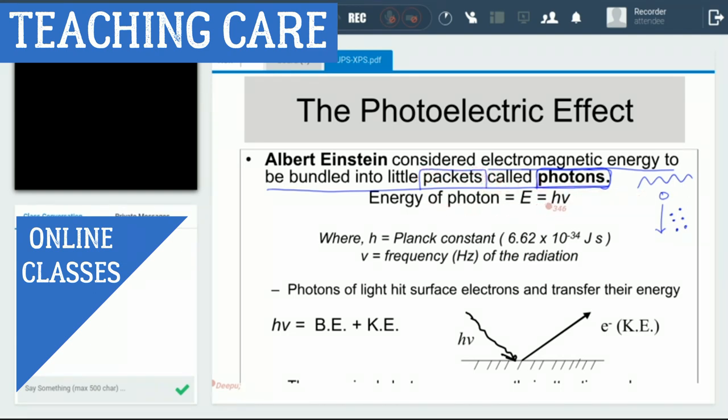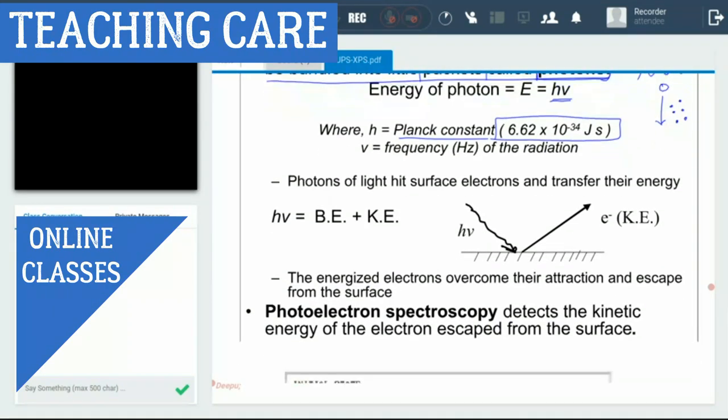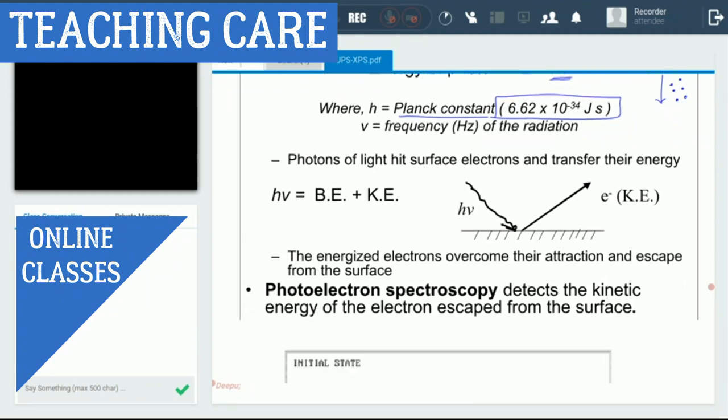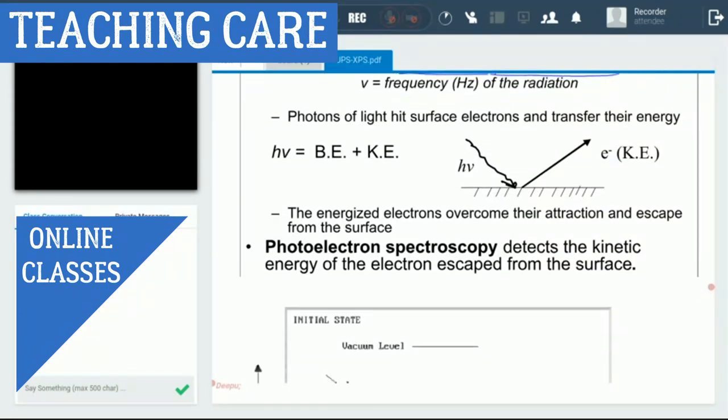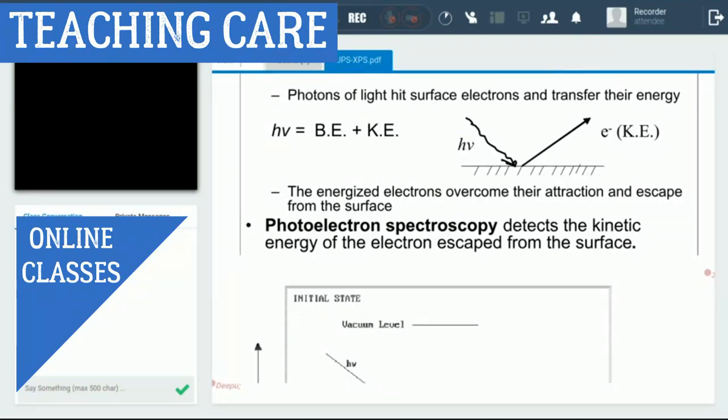The energy of a photon will be equal to h nu. h is Planck's constant here. Nu is the frequency. See here, the constant value for h is 6.628 × 10⁻³⁴ joule second. Multiplied by the frequency, you will get the energy of this photon. Now, what is this photoelectric effect we are going to see?